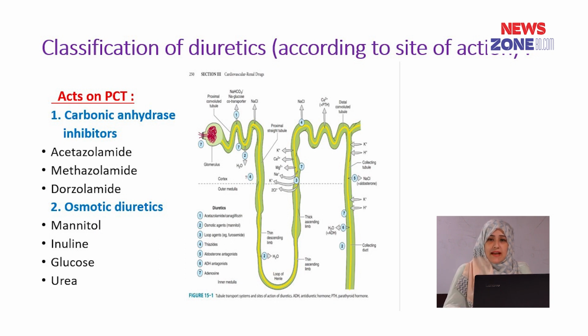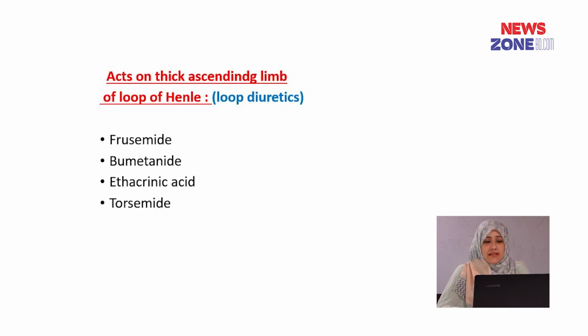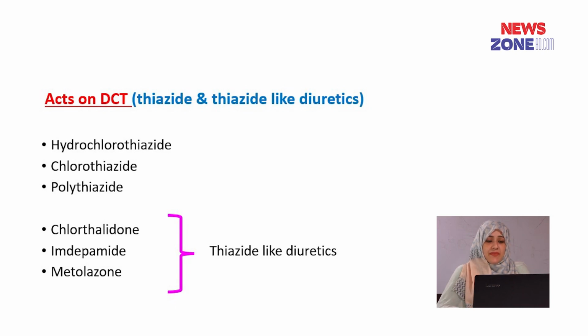inulin, glucose and urea. The diuretics that act on the thick ascending limb of the loop of Henle are also known as loop diuretics. The drugs are furosemide, bumetanide, ethacrynic acid and torsemide. Next classification, the diuretics that act on the distal convoluted tubule. They are also known as thiazide and thiazide-like diuretics. The drugs are hydrochlorothiazide, chlorothiazide, polythiazide, and thiazide-like diuretics are chlorthalidone, indapamide and metolazone.